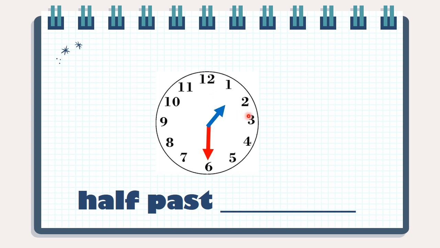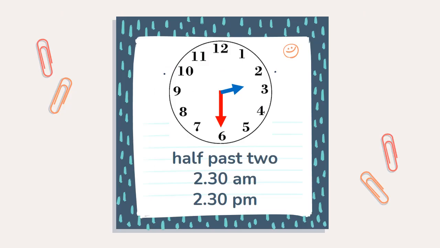If the short hand is in between 2 and 3, you should say half past 2. Now let us look at the long hand. It is at number 6, so we use half past. And the short hand is between number 2 and number 3. Like I said just now, we should take the number before the arrow. So the number before the arrow is number 2. So we should say half past 2. Next one.